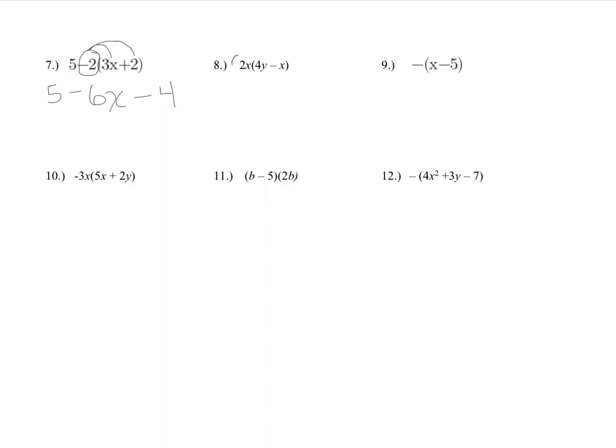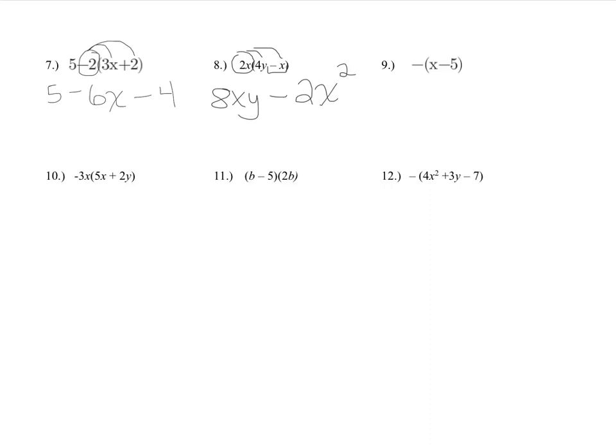So we're distributing the 2x to the 4y and the -x. So I'm multiplying 2x times 4y. That's going to give me 8xy. And then I multiply 2x not just times x, but by -x, which is going to give me -2x squared. So that's minus 2x squared. So my answer is 8xy minus 2x squared. You could rearrange it so that it says -2x squared plus 8xy, and that's the same answer.